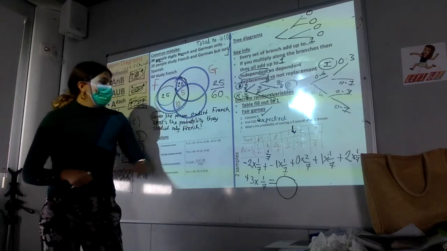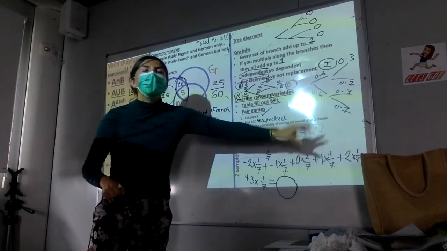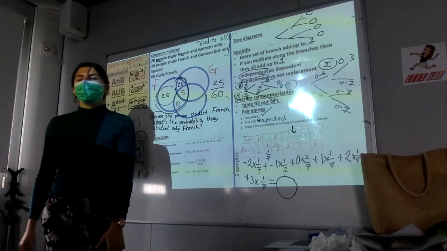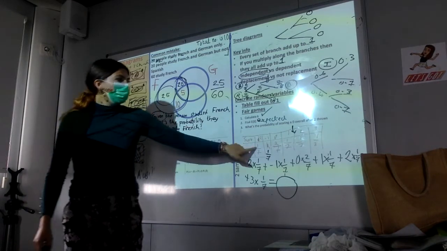Can you remember, do you multiply them or add them? You multiply each of the pairs, and the answers to that you add them all up, because all of these need to add up to 1.